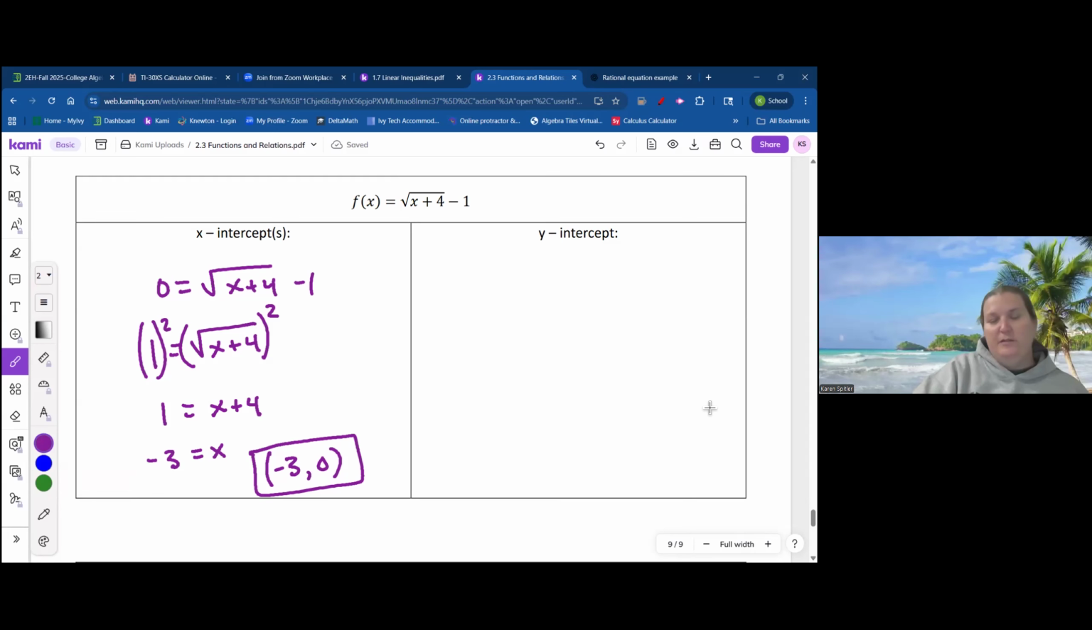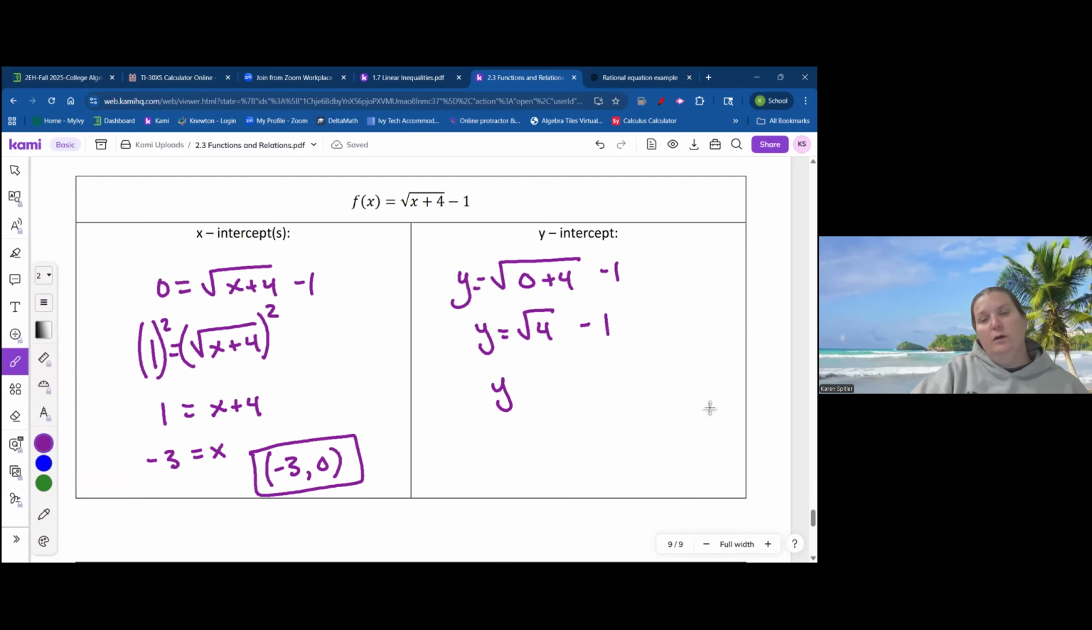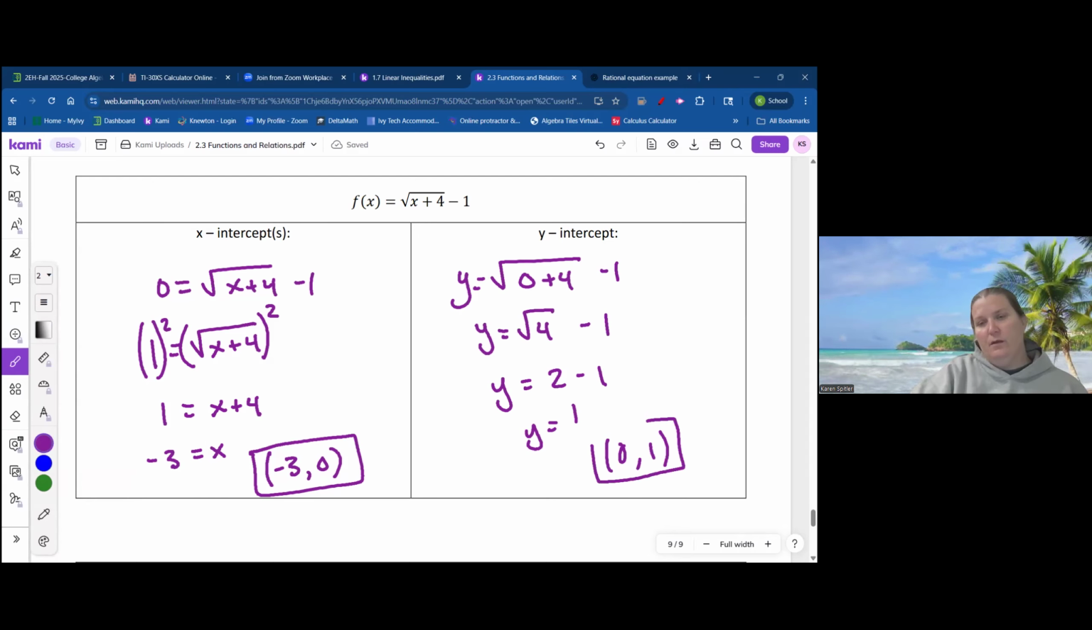And the y-intercept, x is equal to 0, so y is equal to the square root of 0 plus 4 minus 1. Y is equal to the square root of 4 plus 1, and I'm sorry, minus 1. I got really excited with those plus signs there. The square root of 4 is 2. Y is equal to 2 minus 1, and 2 minus 1 is 1. So this guy is (0, 1). And that is all for today.